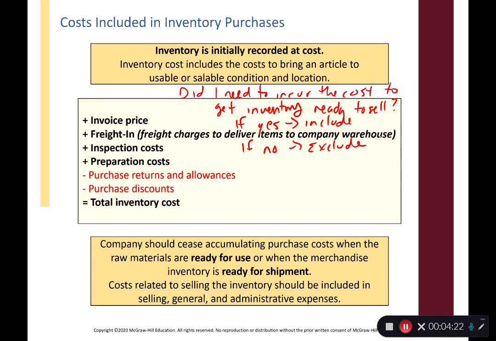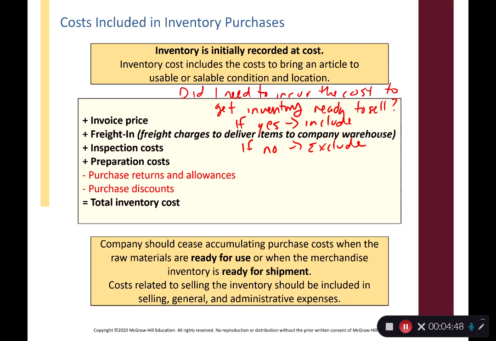If I need to inspect it before I sell it to make sure it's safe, that's also going to be a cost that gets included in inventory because, again, I needed to incur it in order to get the inventory ready to sell. If I, say, wrap it in some type of plastic to make a package ready to sell to the customer, that would be a preparation cost, which again would be required in order to get the inventory ready to sell, so it would be included.